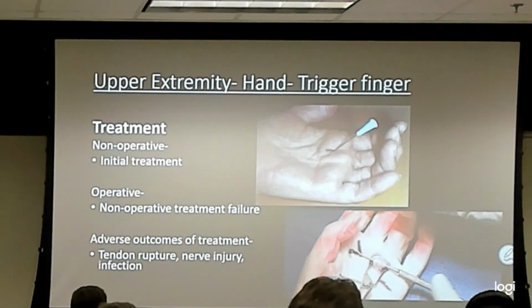So the tunnel will now better match their fat tendon. Bad things can happen though still from treatment: tendon rupture, nerve injury, infection, post-operative type things.